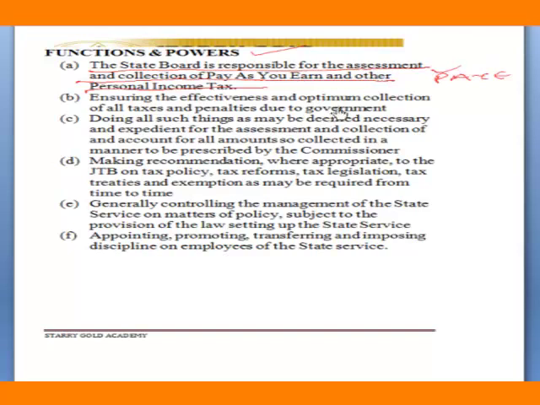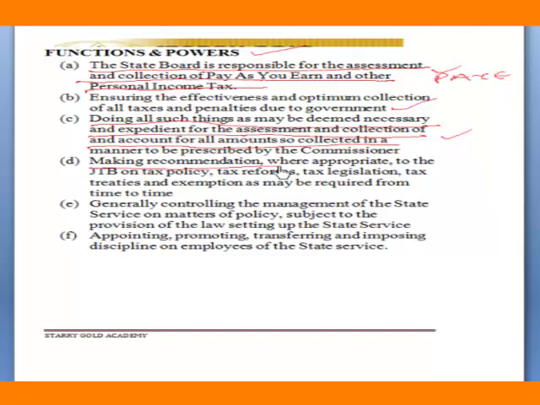Two, ensuring the effectiveness and optimum collection of all taxes and penalties due to government. Doing all things as may be deemed necessary and expedient for the assessment and collection of and accounting for all money so collected. Okay, what that means is they have to be on top of their job to make sure that as much as possible collection of revenue is maximized, so much is collected by the government.